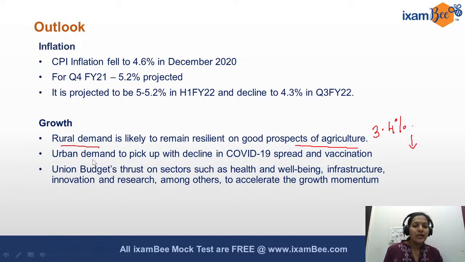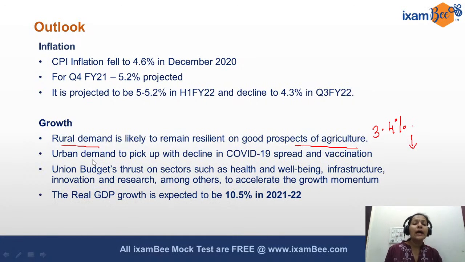Okay. The other factors, so as I said, everything is correlated. So the RBI has also brought in what the Union Budget has put a thrust on, that is health and well-being. So you will remember that the budget is built on 6 pillars. Here only 3 have been talked about: health and well-being, infrastructure, innovation, and research. So these will also help to give impetus to growth in the economy, right? And then they have given their projection for next year, which they have projected at a growth of 10.5%.